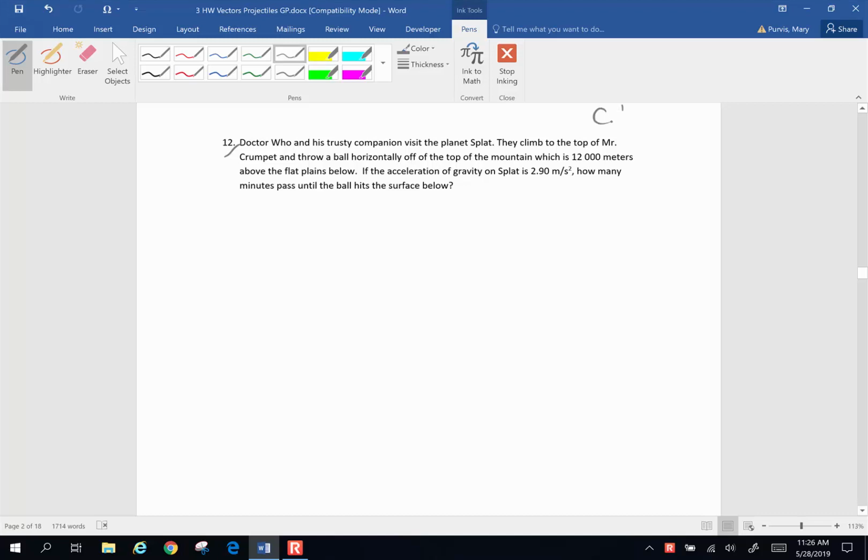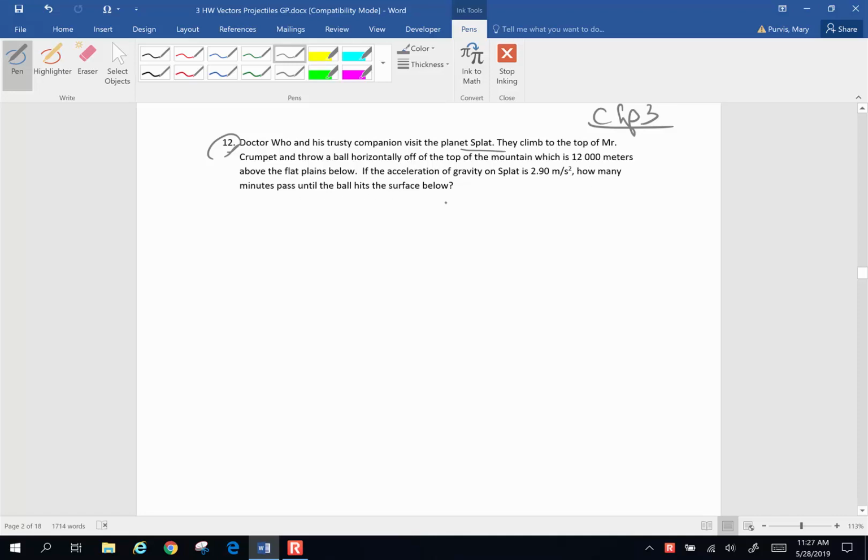Hi folks, we're continuing with some Chapter 3 homework problems, and here's number 12. Doctor Who and his trusty companion visit the planet Splat. They climb to the top of Mount Crumpet and throw a ball horizontally off the top of the mountain, which is 1,200 meters above the flat plains below. If the acceleration of gravity on Splat is 2.9 meters per second squared, how many minutes pass until the ball hits the surface below?